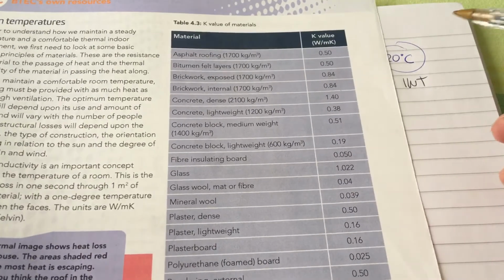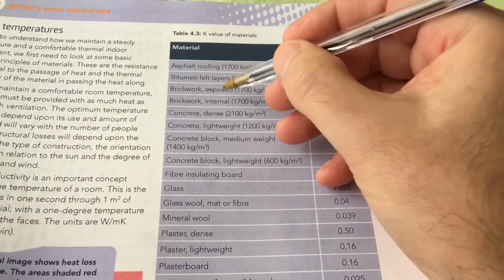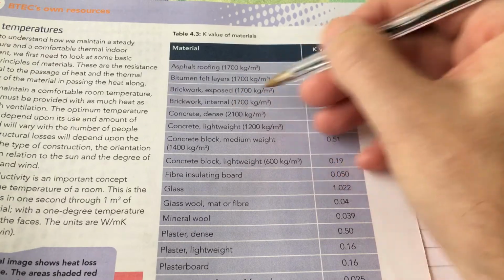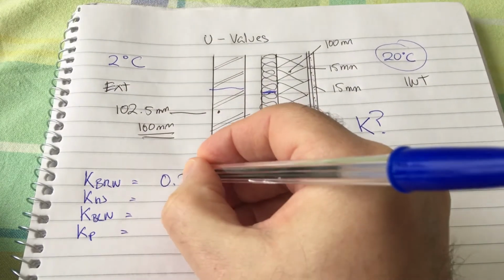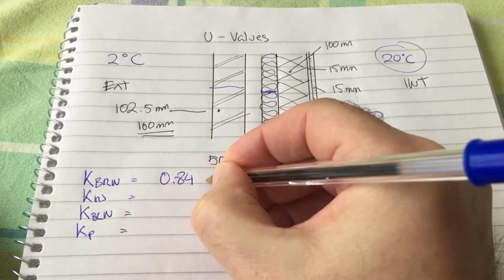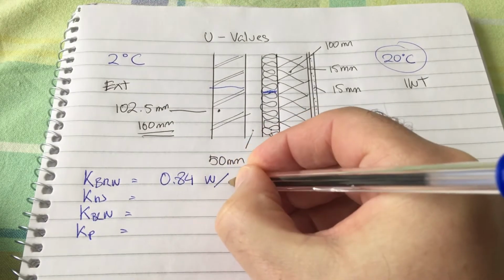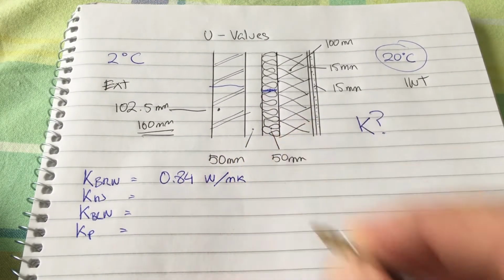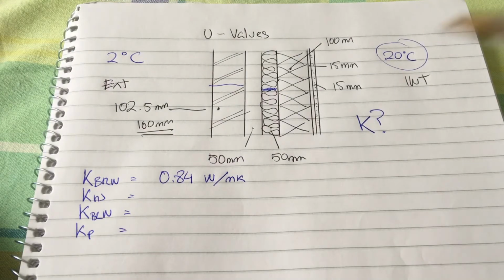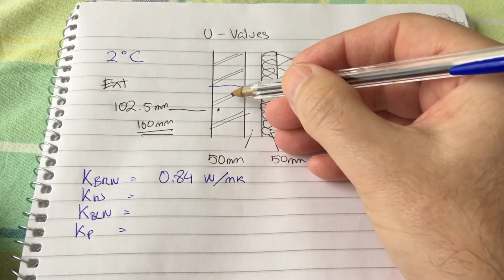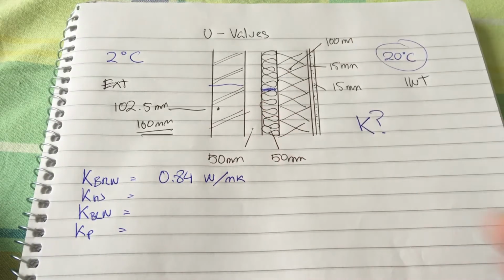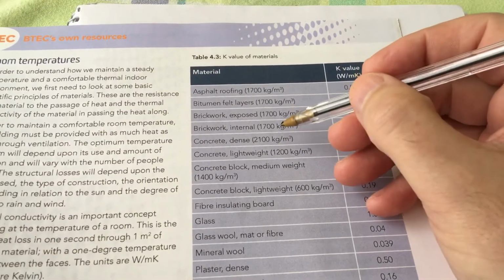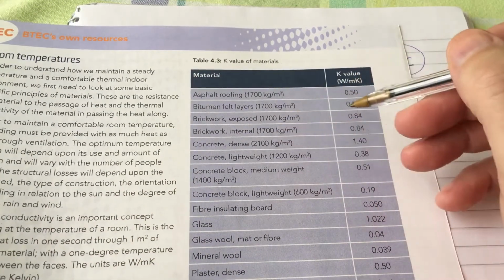Now, this is not difficult. We just need to go to the table and find the material. We go here, brickwork exposed and brick wall internal. We got the same value for both. I'm going to write here, 0.84, and then I'm going to write the units, which are watts per meter Kelvin. Now, this value is for exposed brickwork, and is given here as being the same as internal block work.